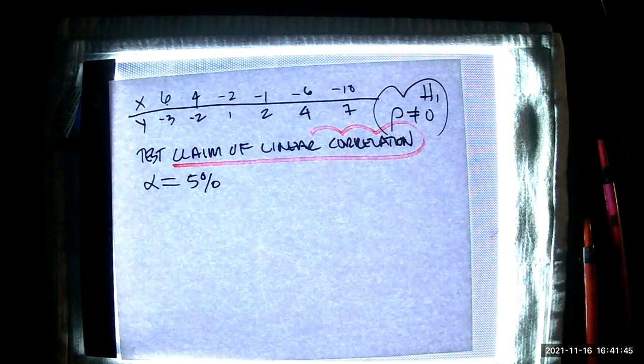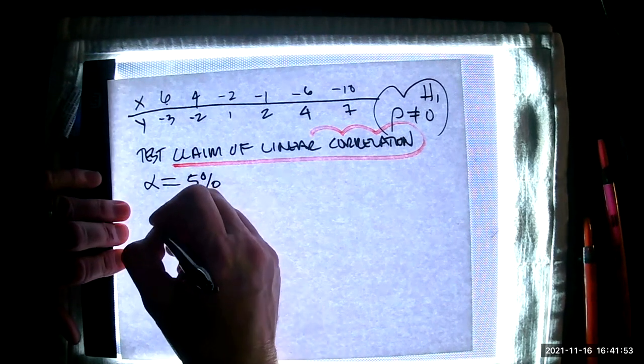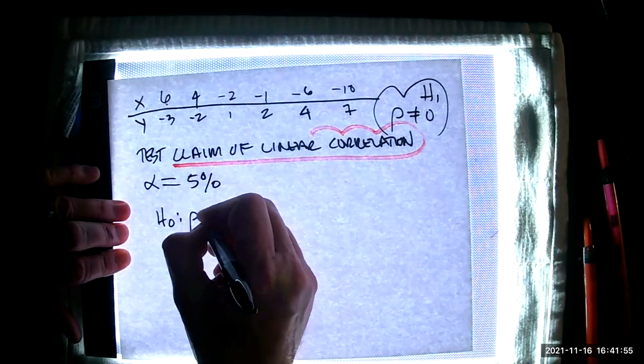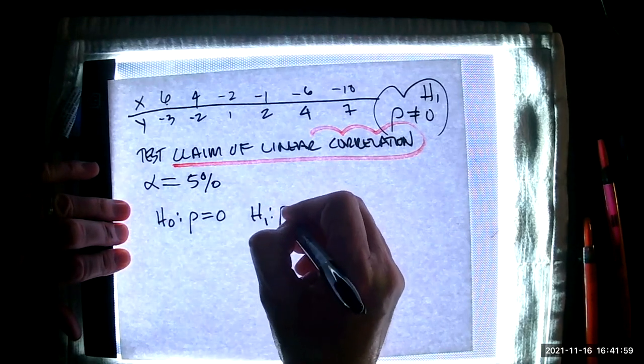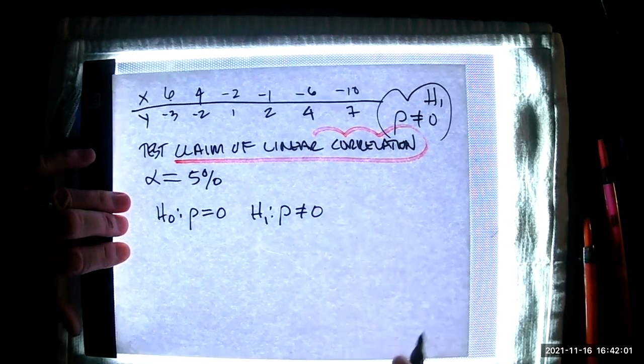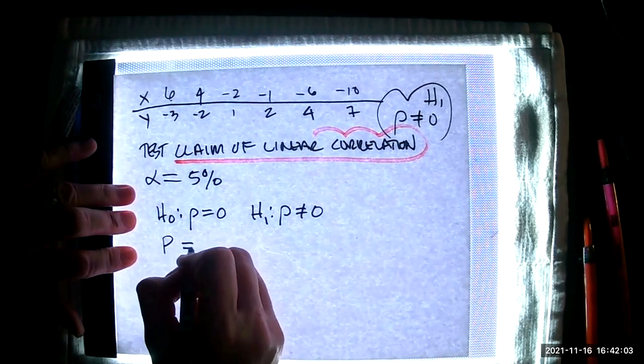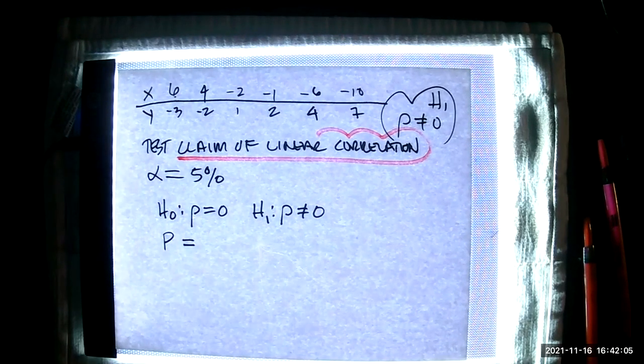So my data is already in my calculator. I'll be running over there in just a moment. So we're going to get going. Here's H naught: rho equals 0. And H1: rho is different from 0. Now I'm going to find my p-value and compare it to alpha. And then we can go on from there.